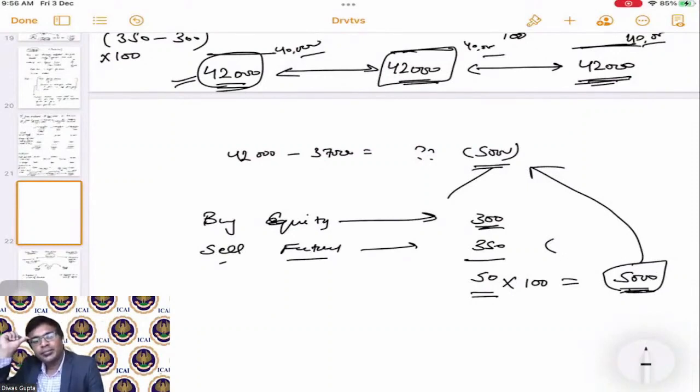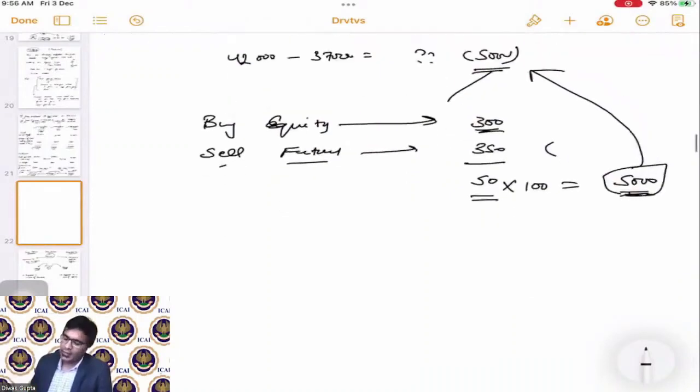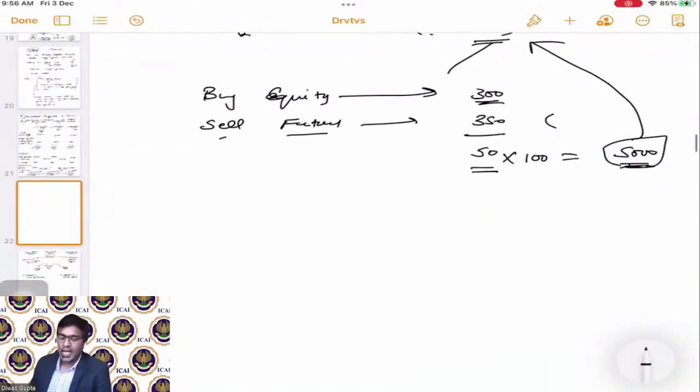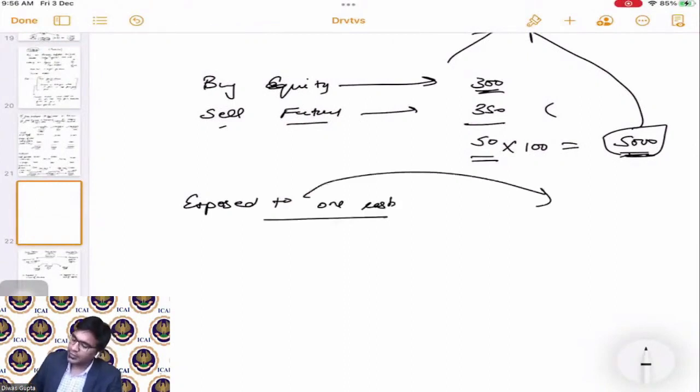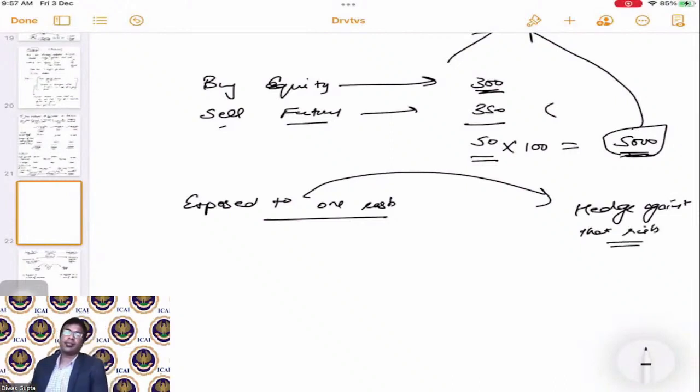Okay. So the hedging is clear now. Hedging, what we do is we already are exposed to one risk. Very interesting. Exposed to one risk, and we try to hedge against that risk. Okay. This is what it broadly is.